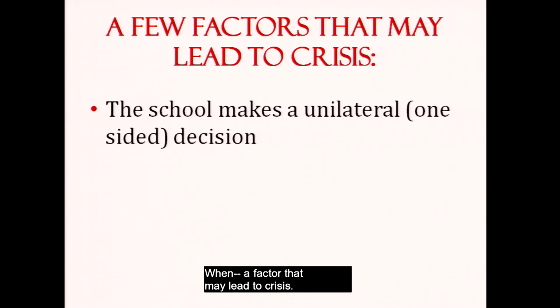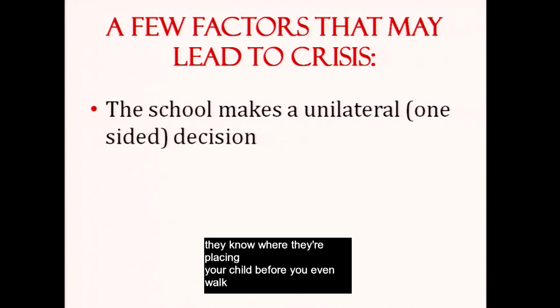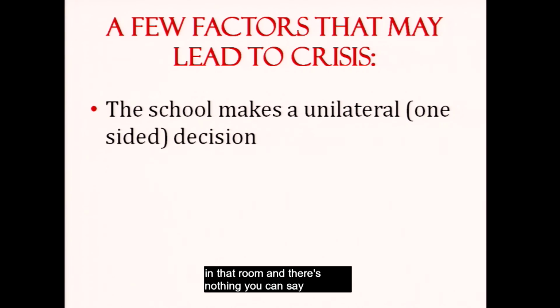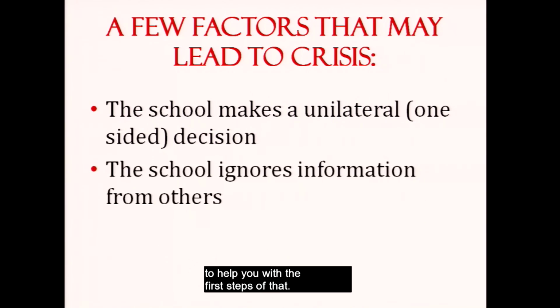A factor that may lead to crisis is when the school makes a unilateral decision. They know where they're placing your child before you even walk in that room, and there's nothing you can say or do to change their mind. That's going to be crisis for you guys. You're going to have to hit the books. That's usually when you make a phone call to someone like me to help you with the first steps of that. The school ignores information from others.